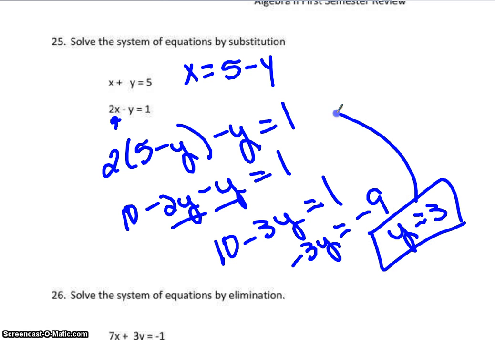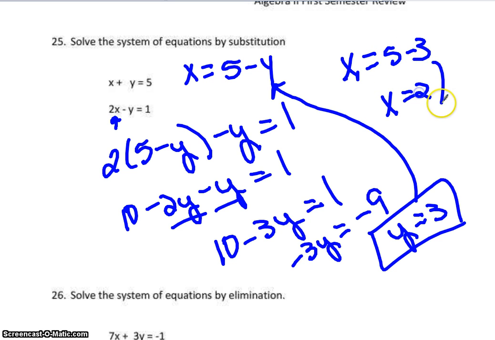Take this back up and put into the other equation. X is equal to 5 minus 3. X equals 2.